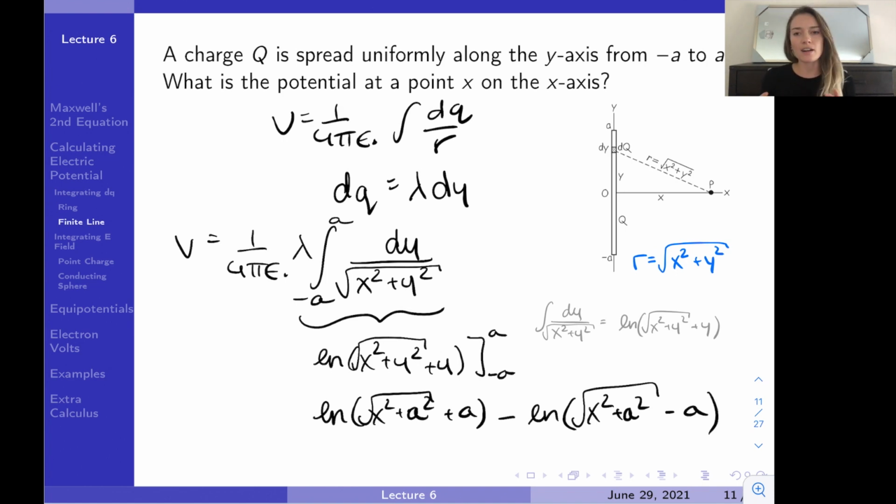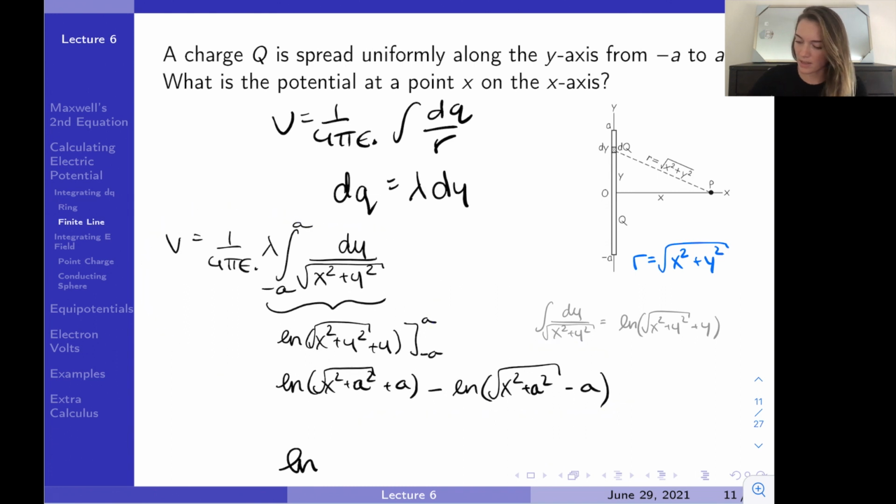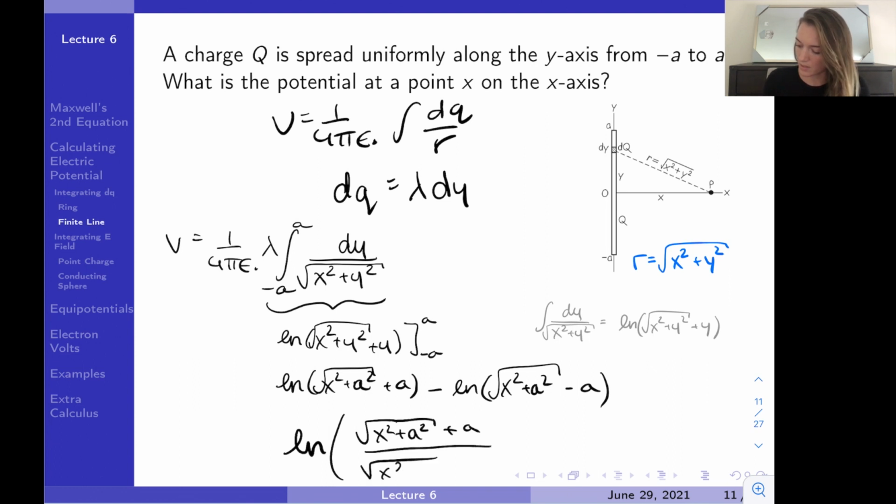And now remember our logs: if you're subtracting two logs, you can write that as a division. So let's rewrite this ugly thing as just one term so we don't have a bunch of subtraction going on. So let's write this as the natural log of the square root of x squared plus a squared, plus a, over the square root of x squared plus a squared, minus a. So that's what our integral will simplify out to.